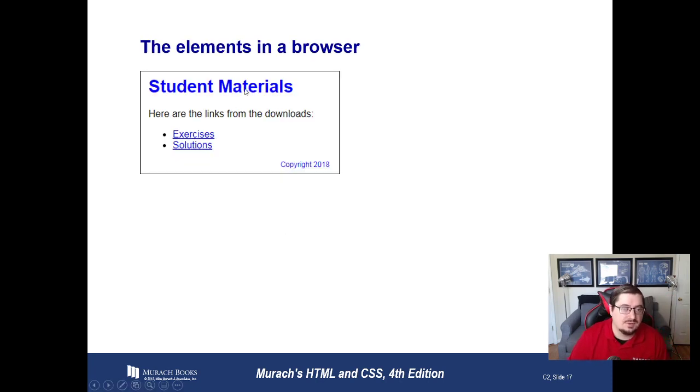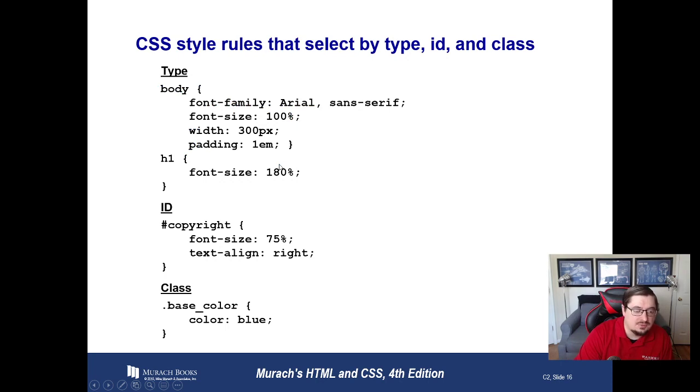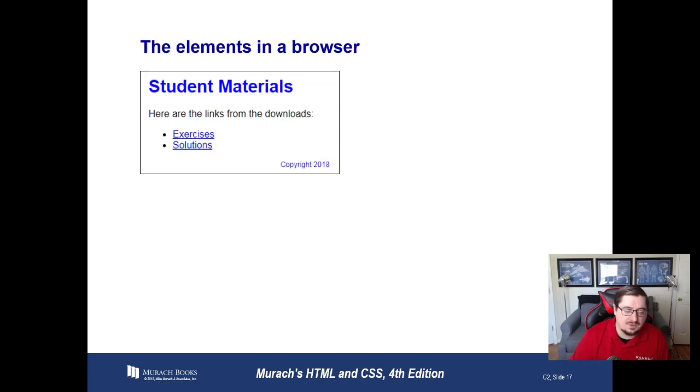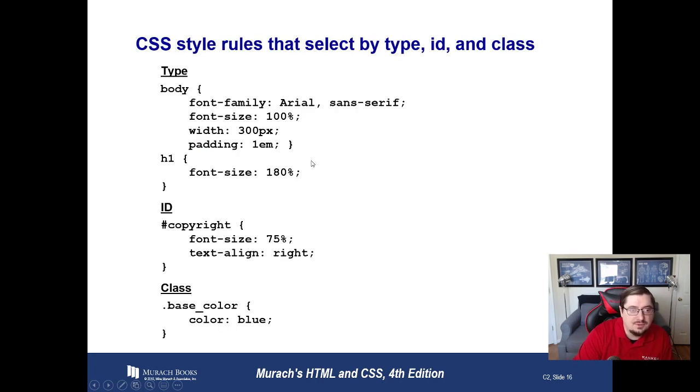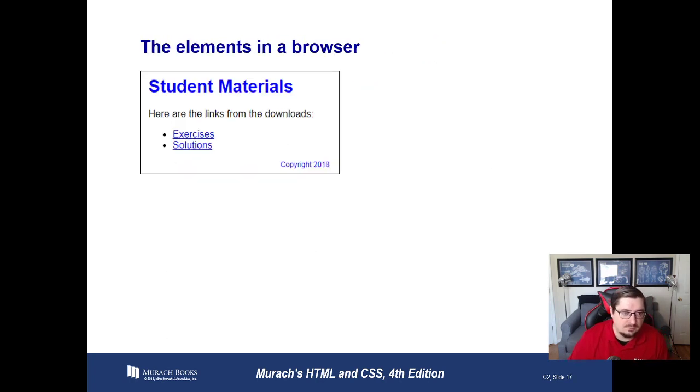Okay, so for example, that's what this would look like. So we've changed both of these to blue. We changed the copyright to a smaller font size and moved it to the right. And what else did we do with the body and the H1? With the H1, we made it a slightly bigger font. So that's how all that worked. Okay.